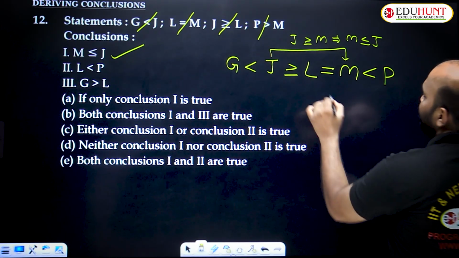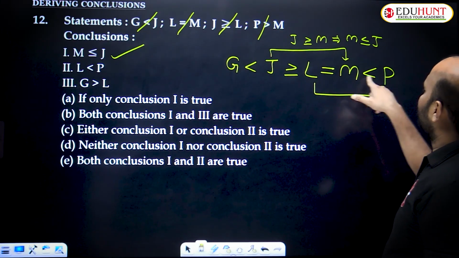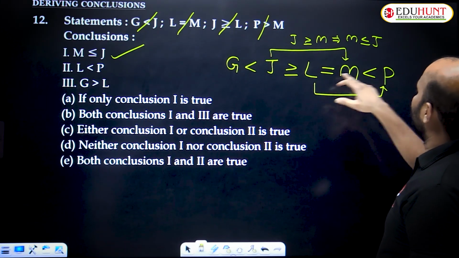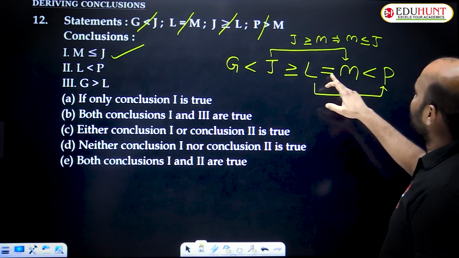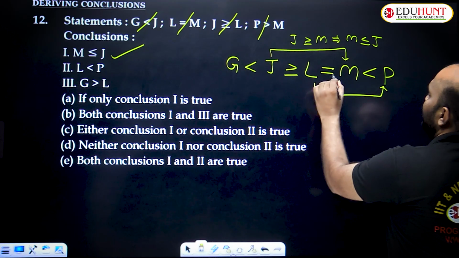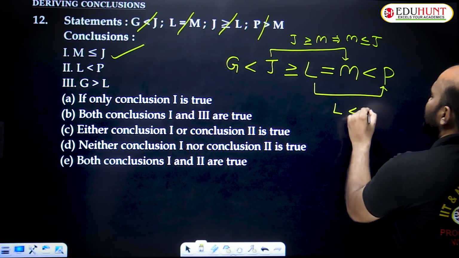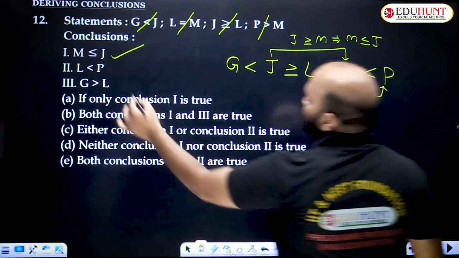Next, L to P. Second one, L to P is asked. L to P, how many symbols are compared? Two symbols. One is equal, another one is less than. Any symbol compared with equal will finally be obtained. So L equals M means M is replaced by L. Now that L to P relation, L is less than P. So it also follows.